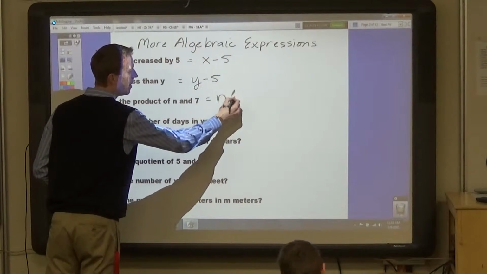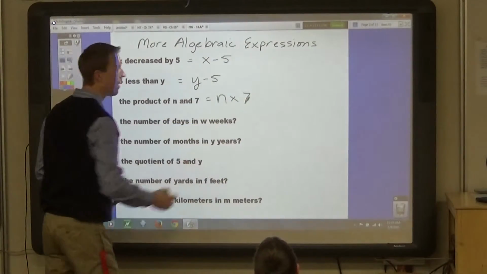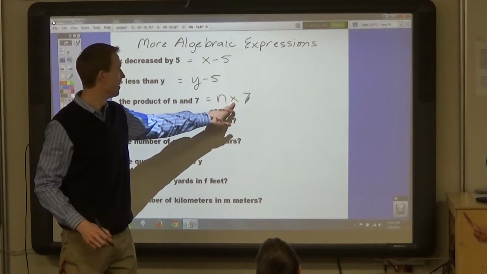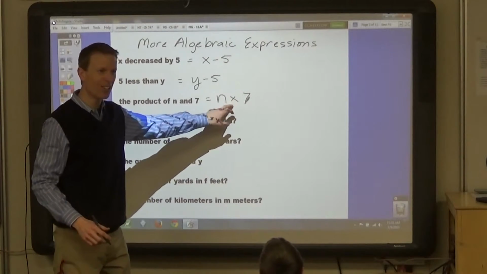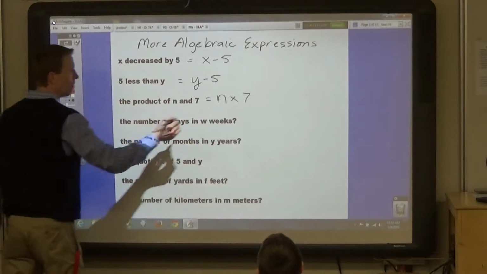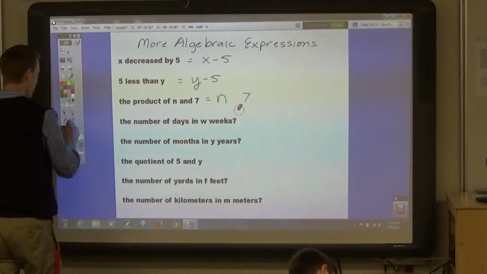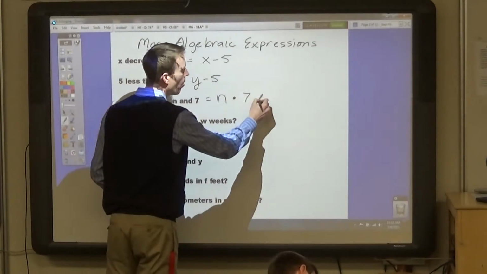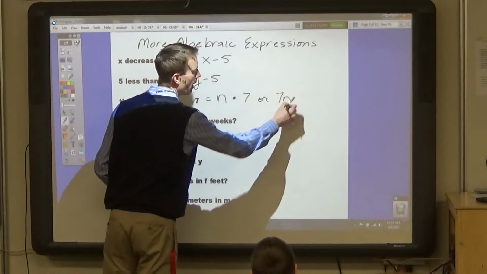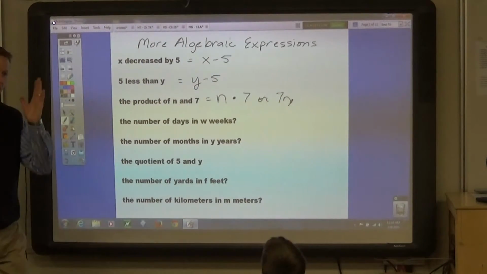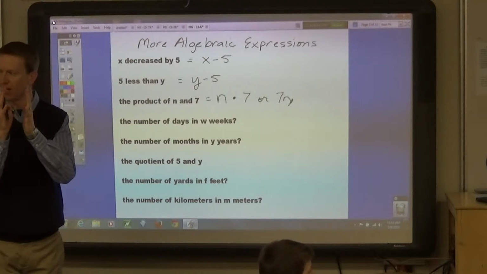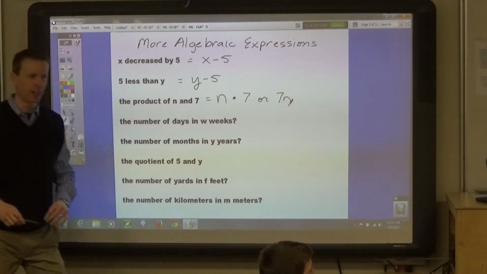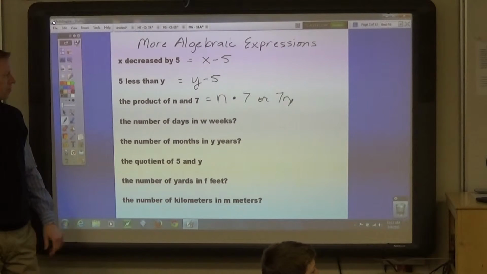But we can't write n times 7 that way, because what is that? That's an x. We can't use a letter if we're using letter math. We'd have to use a dot, which means multiplication. Or we can also write it this way, 7n. When you put a letter next to another letter, it means multiplication. Or if you put a number next to a letter, it means multiplication.